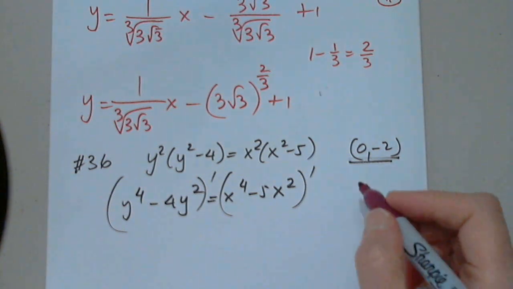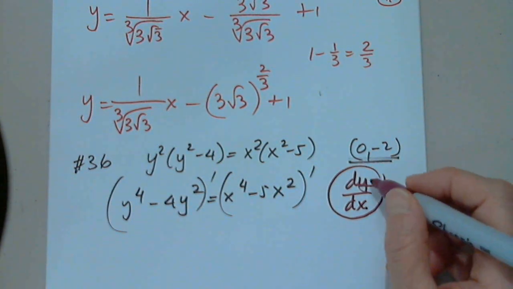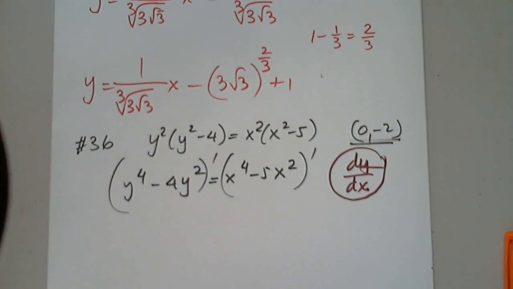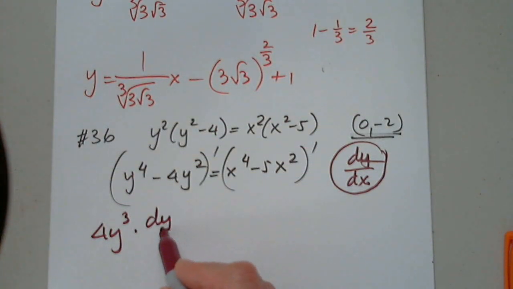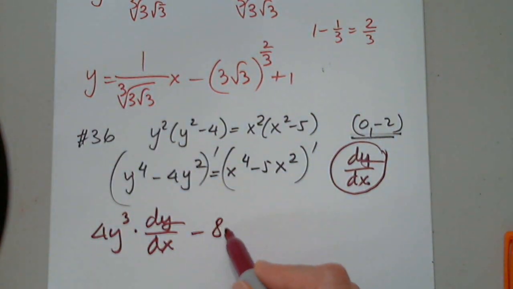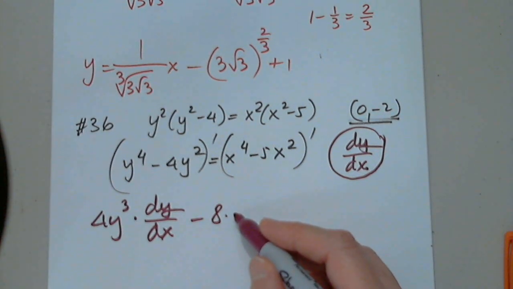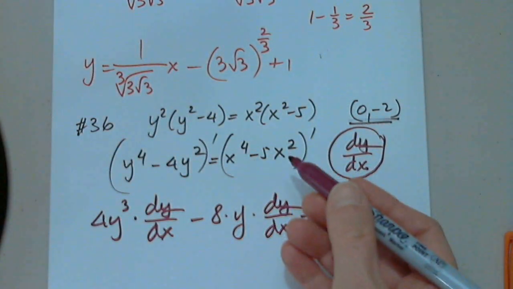On the left hand side, always remember dy over dx means two things: y is a function of x, so we are differentiating with respect to x, and y is a function. How do I differentiate y to the fourth? It is 4 y cubed times dy over dx. Awesome. Minus 8 times y dy over dx. Awesome.